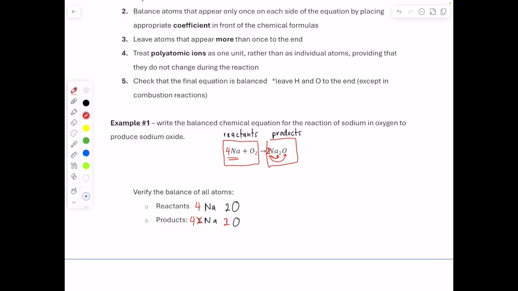So there are 4 sodium atoms in the reactants. 2 times 2 is 4 sodium atoms in the products. In the reactants, we have 2 oxygen, and in the products, we have 2 times 1 equals 2. So this is the balanced equation. 4Na plus O2 produces 2Na2O. This is balanced.